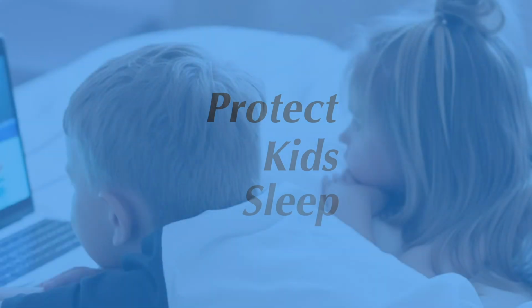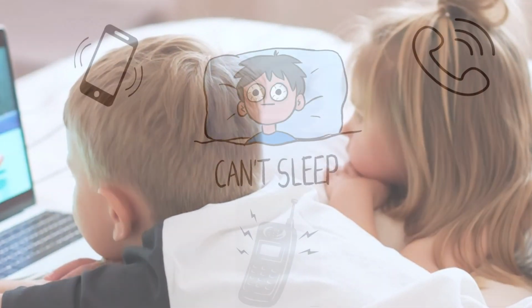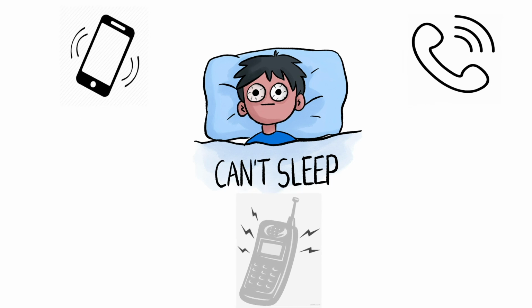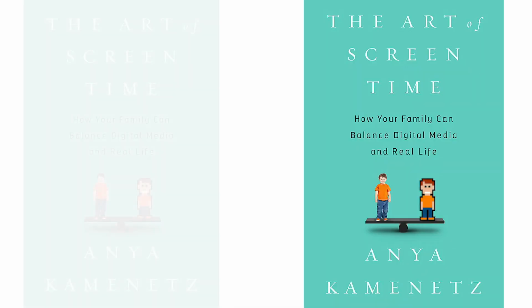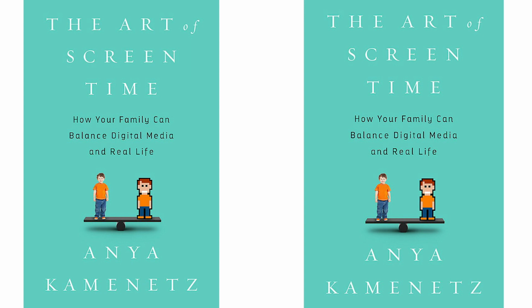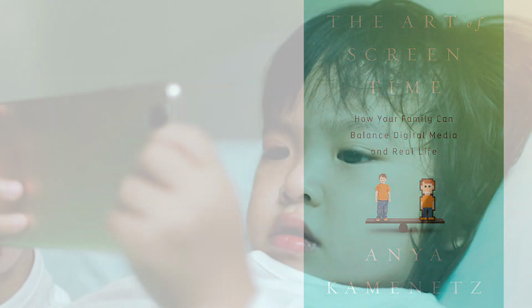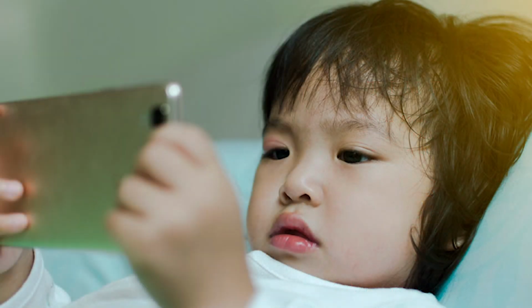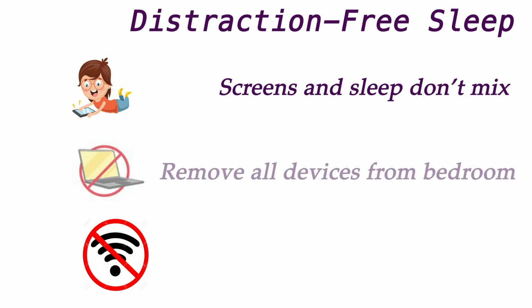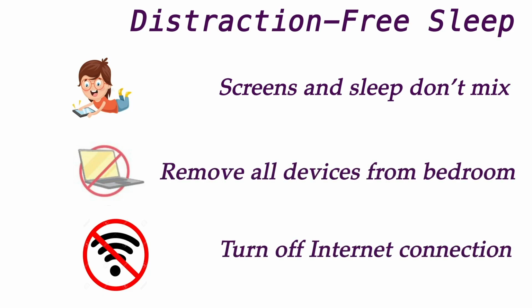Protect kids' sleep. First, kids need sleep. Anything that flickers, beeps, or buzzes during the night is a distraction. Anya Kamenetz, the author of The Art of Screen Time, writes that making sure kids get enough sleep is the one issue with the most incontrovertible evidence. Kamenetz strongly advises that screen time and sleep don't mix. Second, remove all the devices from the bedrooms and have the internet automatically turn off at a specific time.